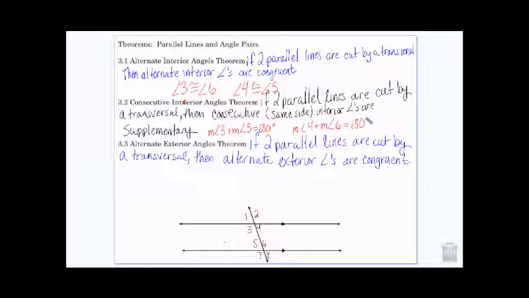Okay? And then you get the alternate exterior angles theorem, which tells me that the alternate exterior angles are congruent. So 2 and 7 and 1 and 8.